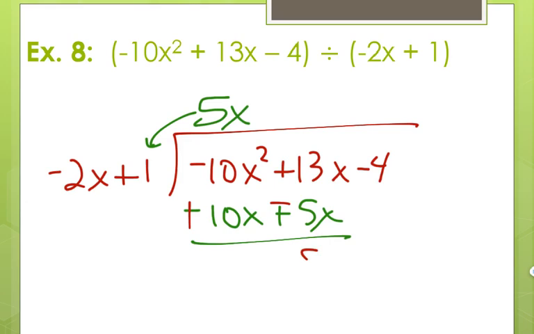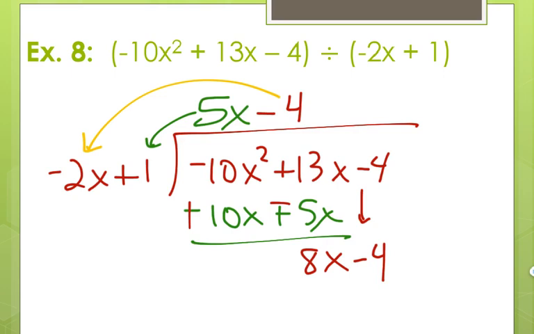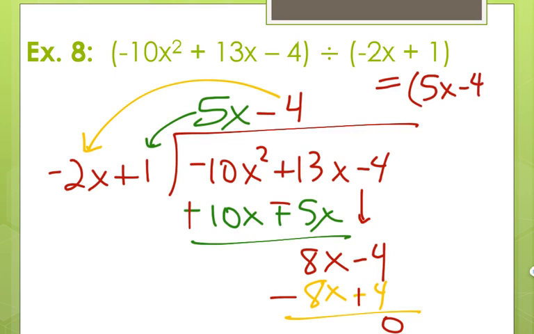So I'm going to have 8x, bring down the -4. So I'm going to have minus 4, because remember that -4 times -2 is positive 8. So that's going to give me 8x, and -4 times positive 1 is -4. Left over 0, so we're going to have a quotient of 5x minus 4.